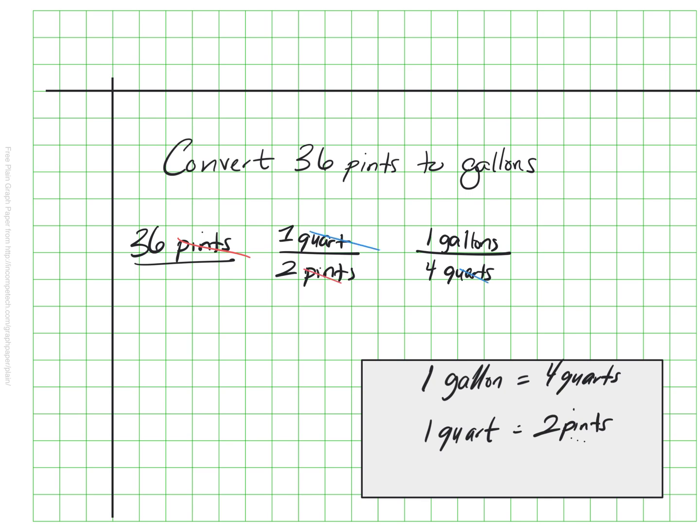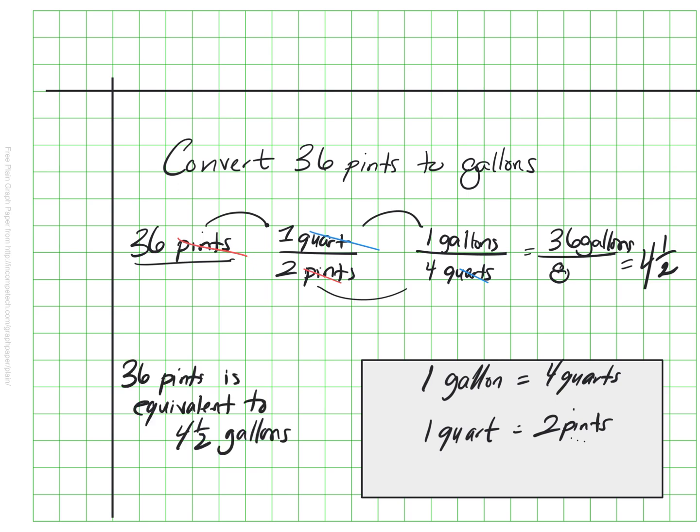I'll do my multiplication. And I have 36 times 1 equals 36, and that still has gallons on top. And on the bottom I have 2 times 4, which is 8, and there's no unit of measurement there. And of course, if I do 36 divided by 8, I would find that I would get 4 1/2. So if I'm picturing 36 pints of ice cream at the grocery store, that would be the same as 4 1/2 of those large gallon tubs of ice cream.